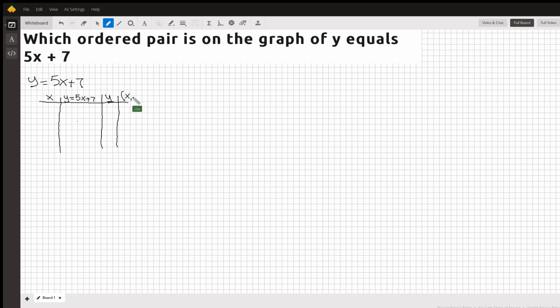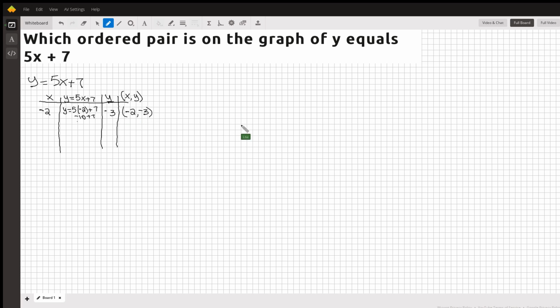And then you could have a whole list of ordered pairs. So you could sub in negative numbers, positive numbers, you could sub in fractions, whatever you'd like. To make it easy, we'll do a negative 2. So when you sub in, y is 5 times negative 2 plus 7. That's negative 10 plus 7, which is negative 3. So a point on that graph is going to be negative 2, negative 3.